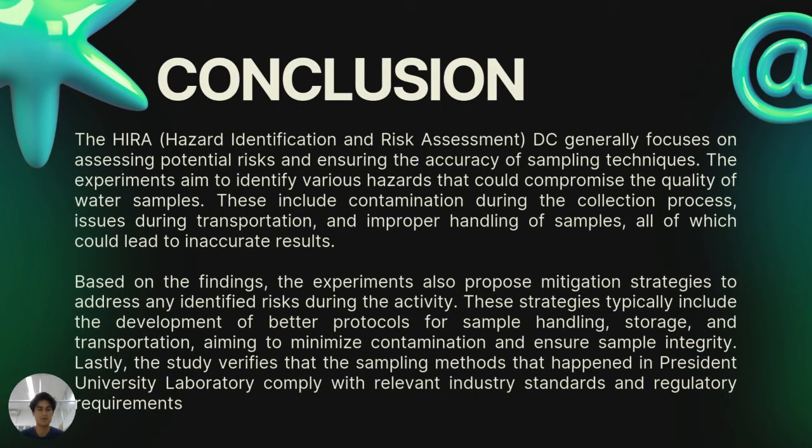Hello, my name is Ignatius Fernando from Environmental Engineering Batch 2022. The next slide is conclusions. The HIRA hazard identification and risk assessment generally focus on assessing potential risks and ensuring the accuracy of sampling techniques. The experiments aim to identify various hazards that could compromise the quality of the water sample. These include contamination during the collection process, issues during transportation, or improper handling of samples, all of which could lead to inaccurate results.